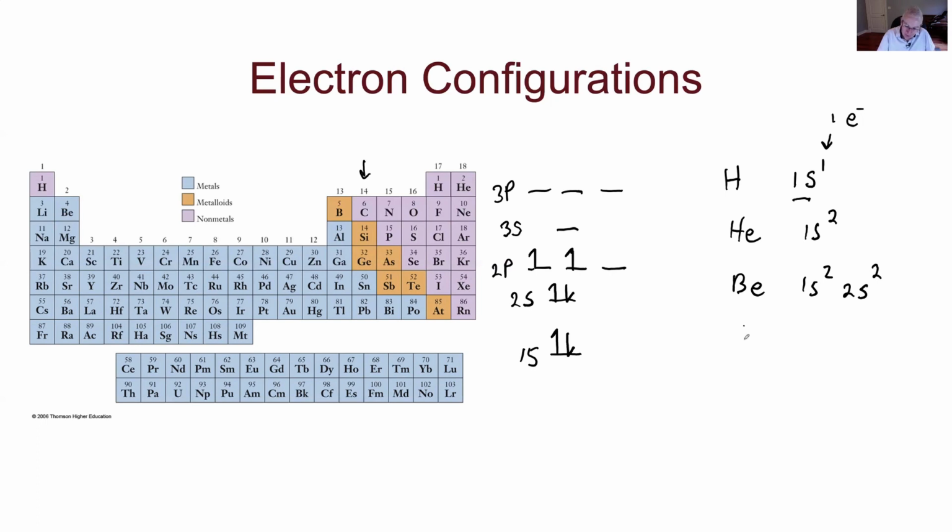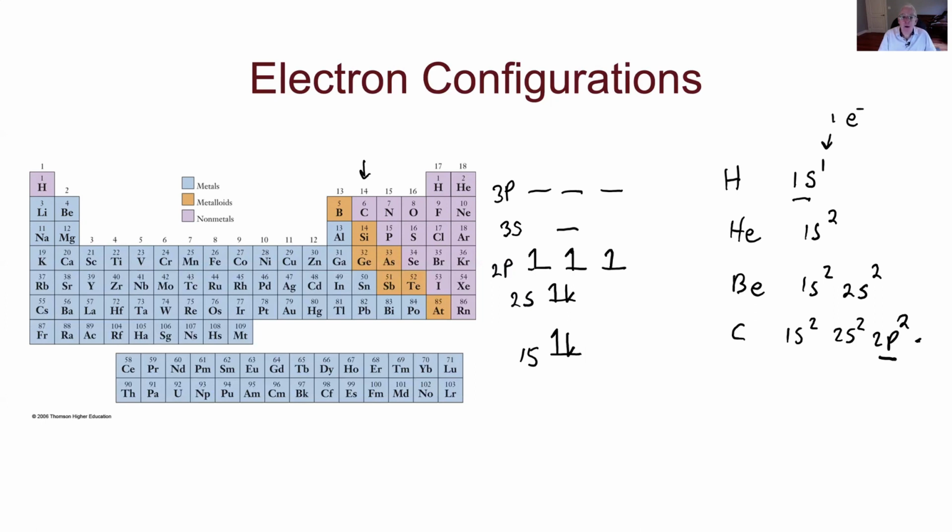So carbon now looks like 1s2, 2s2, 2p2. Notice there's more information in the arrows than there is in this notation, because over here, if I see the 2p2, I actually have to know some things to know that means it's 1 in each of 2 of the orbitals and not 2 in the same orbital, okay? Nitrogen would look like that.